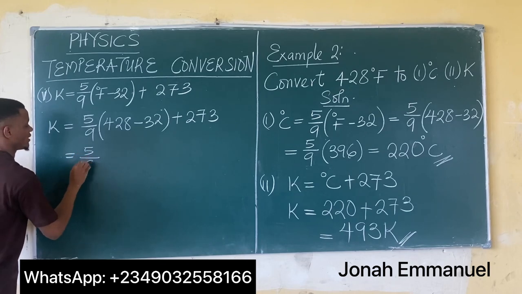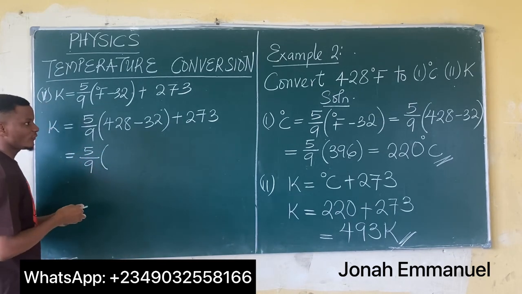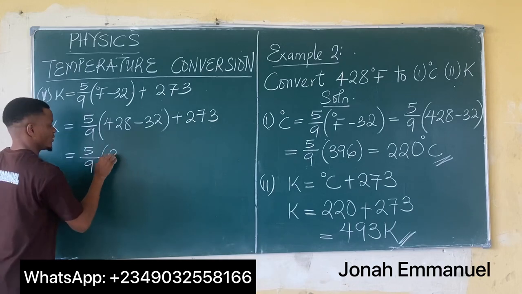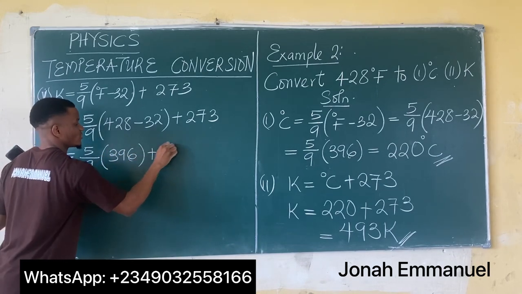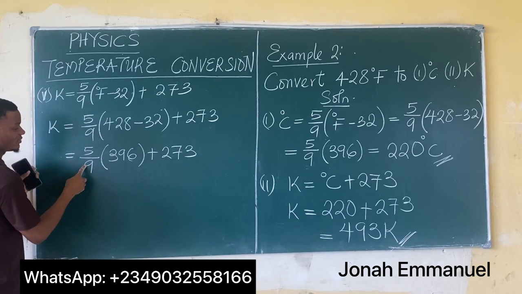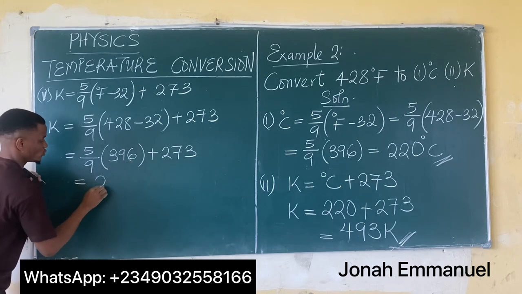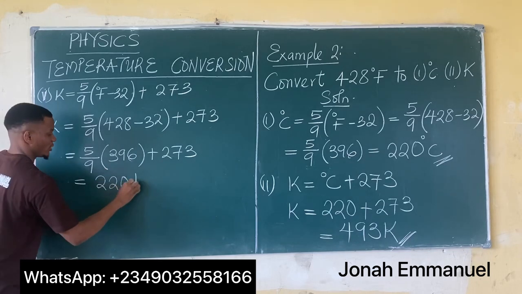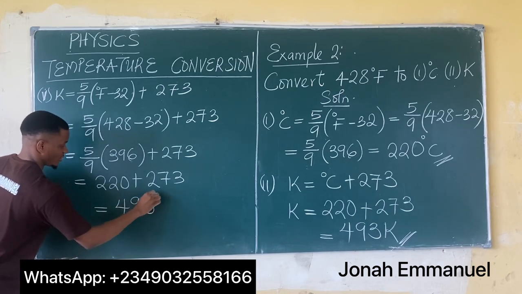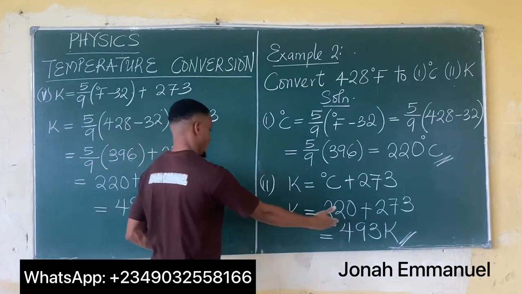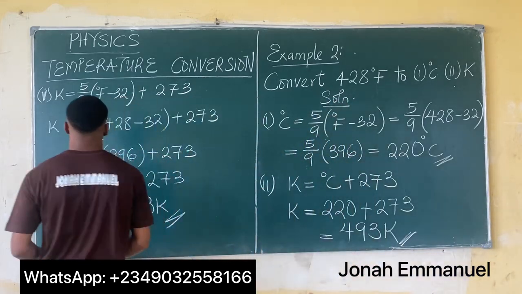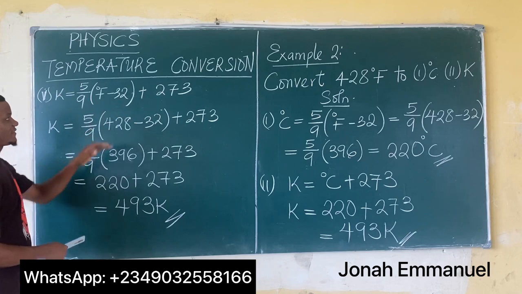This becomes 5 over 9. This value gives us 428 minus 32, which we did here. That gives us 396. So I'm having 396 here plus 273. If I do 5 over 9 multiplying 396, this will give you 220. So 220 plus this one here, 273, will be equal to 493 Kelvin. So if you look at this, it works perfectly. All right, so this becomes our fifth temperature equation.